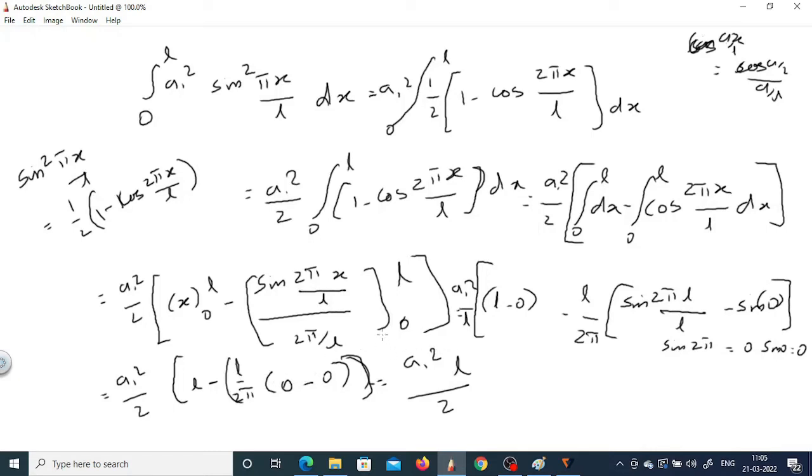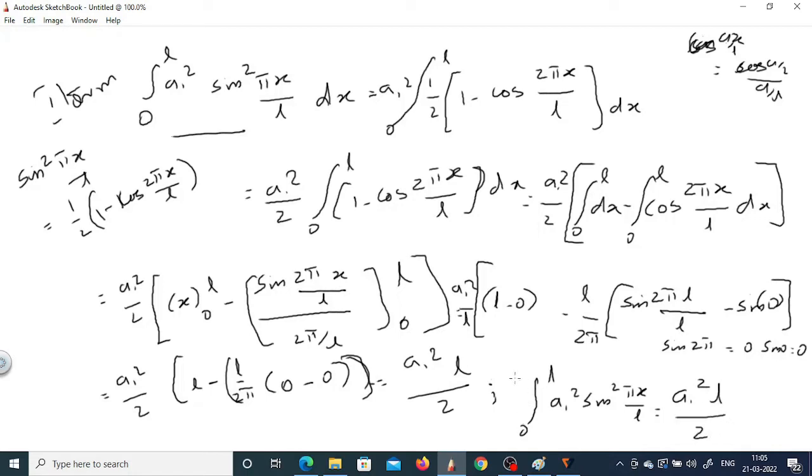So what about the first term? Now I solve the first term. The first term is the integral of 0 to L, a1 squared sin squared πx by L. From this I got a1 squared L divided by 2. Likewise, I got the answer for the first term. Okay, now all of you write it in your notebook. After that, we can move to the second term.